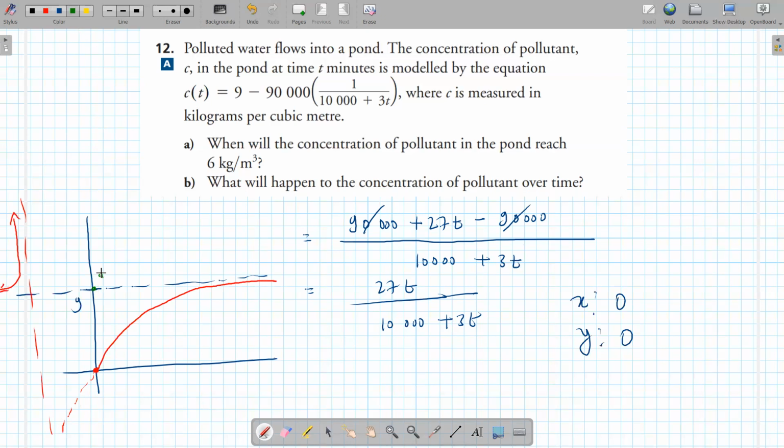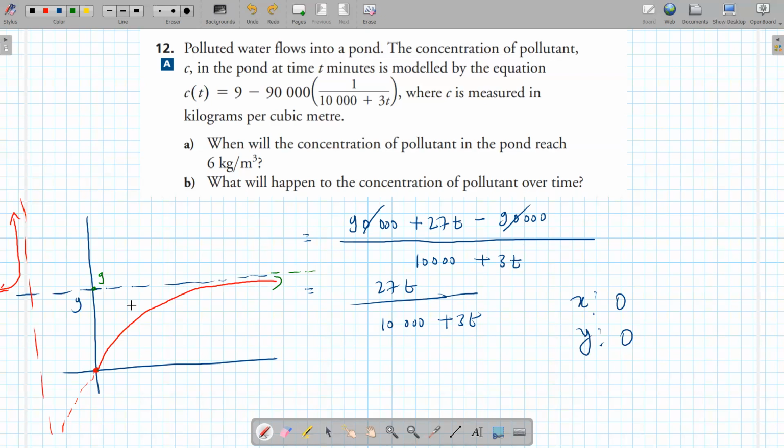And remember, this value is 9. Initially, the concentration was 0, yeah? What's happening to the concentration over time? How would you describe this? It's increasing. It's headed towards where? What's the y value that it's headed towards? 9. Is it ever going to approach 9? No. So to answer part B, the concentration will increase towards 9 kilograms per meter cubed.